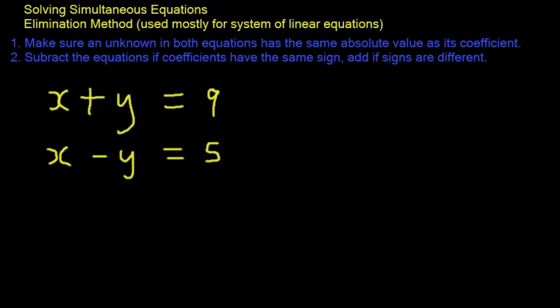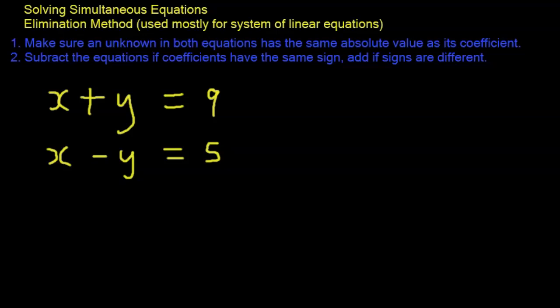Step 1: make sure an unknown in both equations has the same absolute value as its coefficient. We have two unknowns, the x we don't know and the y we don't know. Let's pretend we don't know what the values of x and y are. The coefficient of x in the first equation is 1, while the coefficient of x in the second equation is also 1, because don't forget x is 1x. So we satisfy condition 1.